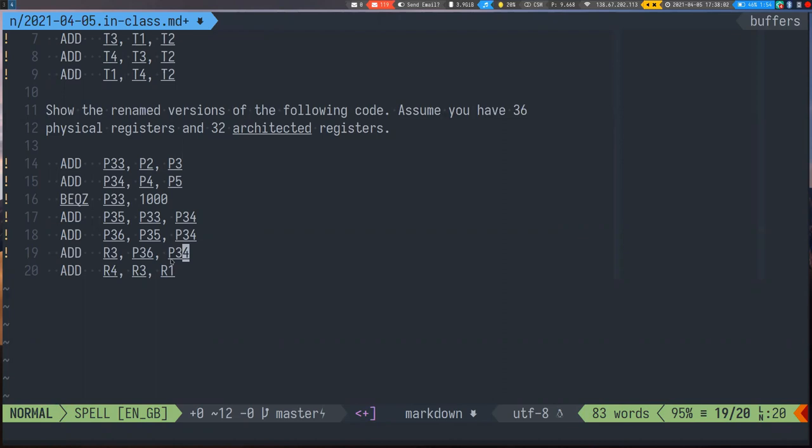Assuming all of our R registers are initially mapped to their corresponding P registers, register one would be available at this point because we overrode it, and the mapping is now to P33. So P1 is available as an option to map to. So we can go ahead and rename this to P1 instead of R3. Oh, that was not a one, that was a three.